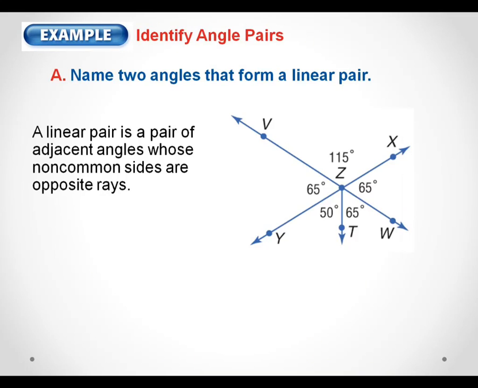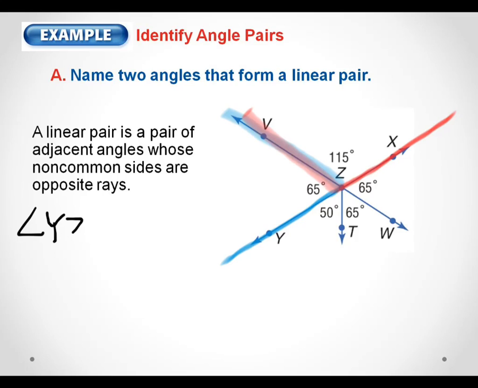So let's look at some examples of identifying these. I want two angles here that form a linear pair, meaning they're adjacent and their non-common side is a straight line. There's several of them here. Anybody want to take a shot at one pair of them? YZV is a linear pair with what other angle? With VZX. Exactly. VZX.